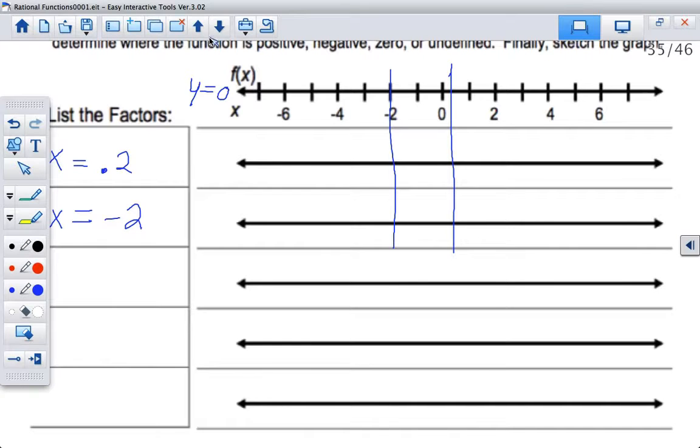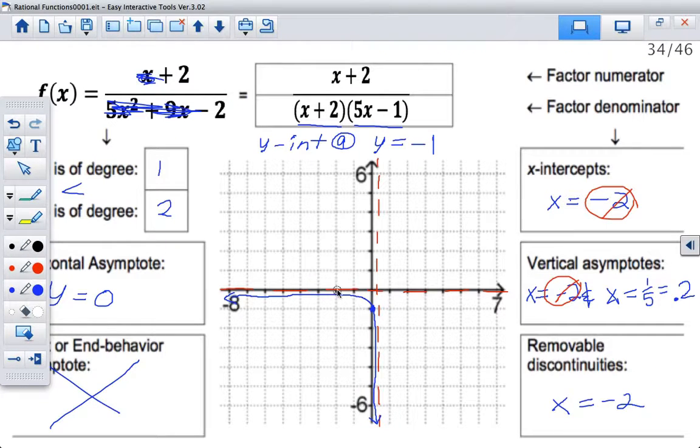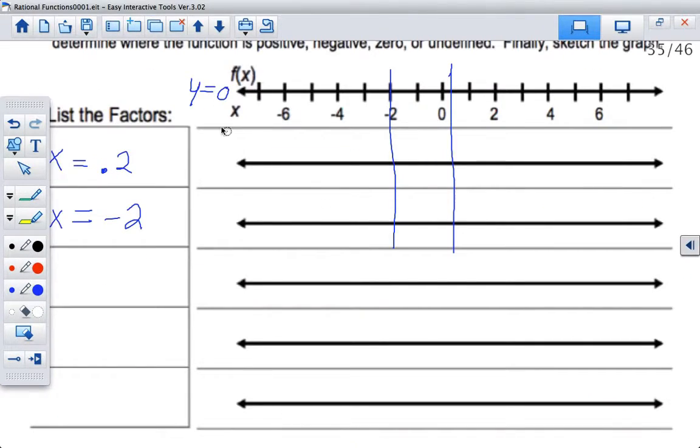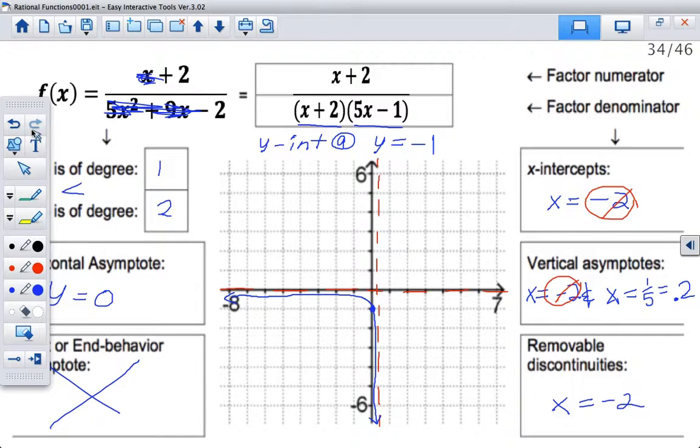Now, because of the location of my y-intercept, I already know that this side is going to be below the horizontal asymptote, but I can always check. I can plug different values in.